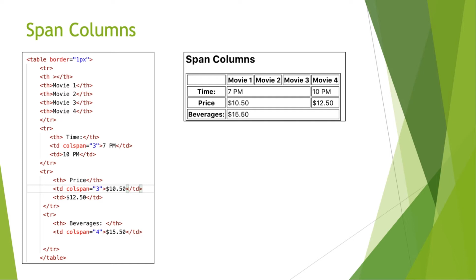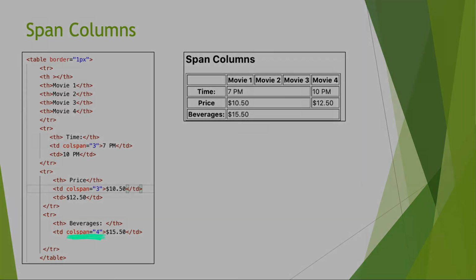We do the same for the price of the movie, $10.50 for 1, 2, and 3, $12.50 for movie number 4. Now we get to beverages, and we're going to span the column 4 across. Well, you better come well hydrated, because I don't know how many movie theaters insist upon you paying $15.50 for something to drink. So $15.50 across all 4, and we span 4 cells for this column.